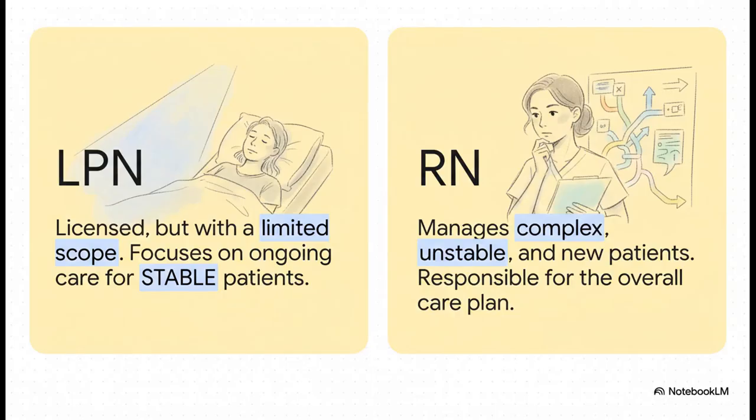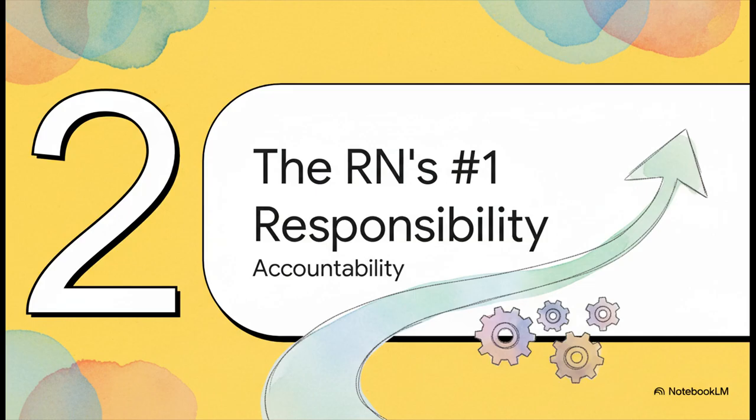So let's put them side by side. The LPN, they're licensed, but their scope is a bit more focused. Their sweet spot is the ongoing care for stable patients. Now, the RN, that's you, have the broader scope. You're responsible for the whole care plan, especially when you're dealing with patients who are complex, unstable, or brand new. This whole idea of stability, we're going to come back to that again and again. It's the key.